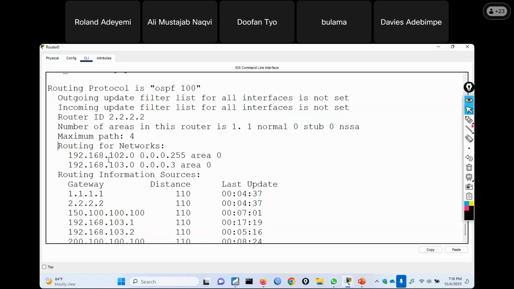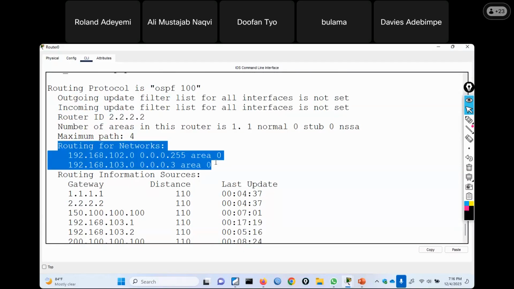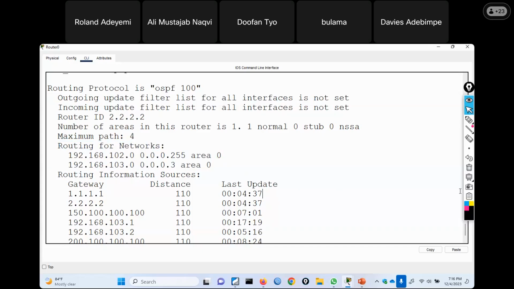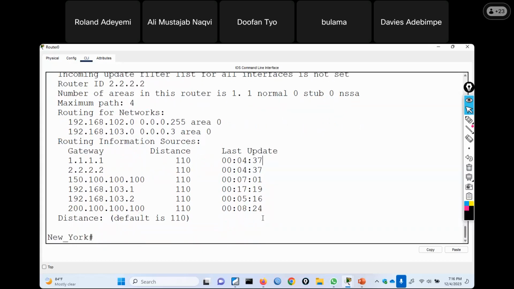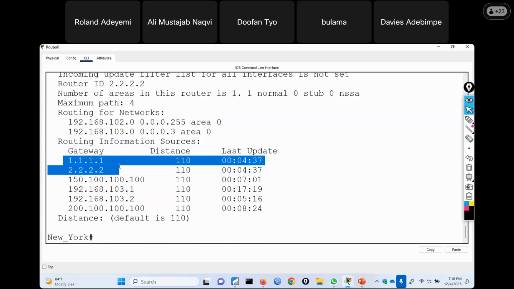The networks that we have advertised, look at them here. This command is very, very important. These are the networks we have advertised. So now if you come down, it's showing us the information source. It's telling us gateway 1.1.1.1. What does that mean? I'll talk to it in another class, maybe next class. That's the next router, my neighbor. This is my own. I'm also a gateway.